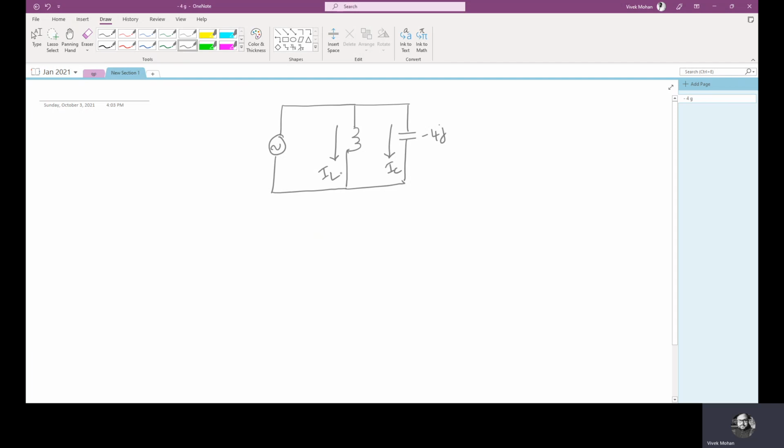IL I have already found out the value. This is 4j, this is minus 4j, and this is 120 volt. Now, how will I find the current in this case? The current IC drawn by the capacitor is equal to 120 divided by again 4 ohms, which is equal to 30 amps, because the capacitive reactance is also 4 ohms.